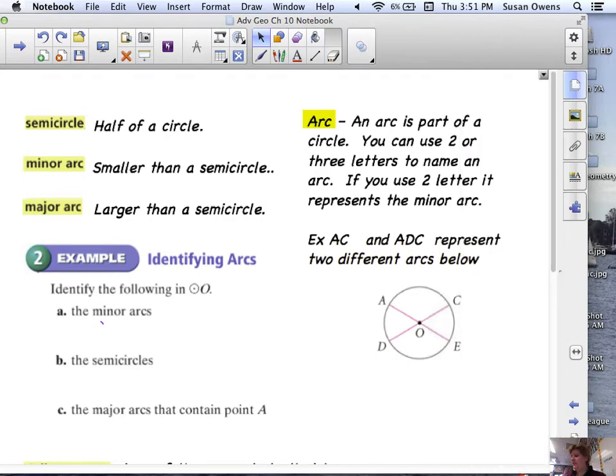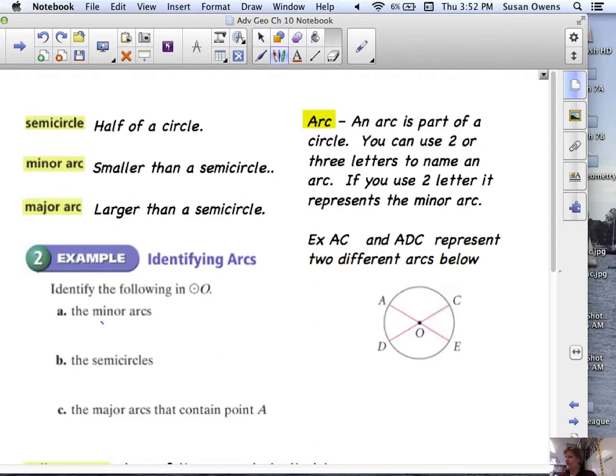We also have a semicircle, which is half of a circle. We have something that's called a minor arc, and this is an arc that is smaller than a semicircle. And we have a major arc, which is larger than a semicircle. Then I put the definition of an arc off to the side. An arc is a part of a circle. You can use 2 or 3 letters to name an arc. If you only use 2 letters to represent the arc, then it has to be a minor arc.